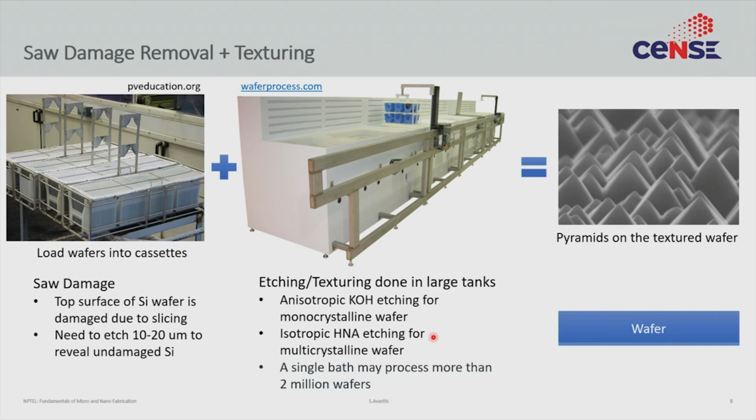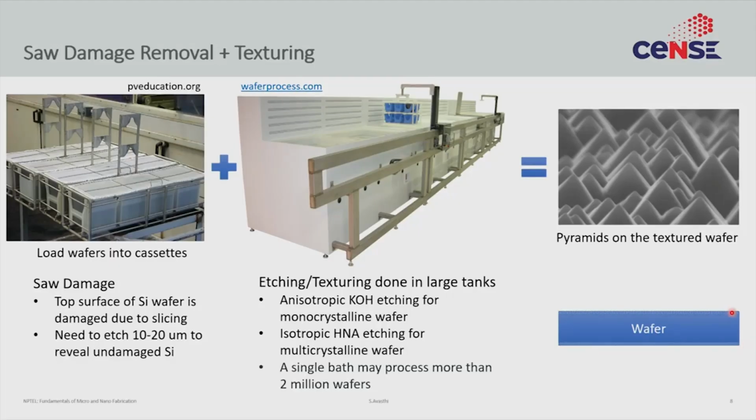Okay. Other than texturing, one more thing that we do during this process is remove saw damage. So right before this step, we did wafer sawing, right? So we took an ingot, we created wafers. There's a lot of surface damage that happens in these processes. So what you do is you have to remove that surface damage. And the easiest way to do that is just etch the surface. So during this texturing, we don't just get the texture, but we also etch the top surface of the wafer to expose undamaged bulk.